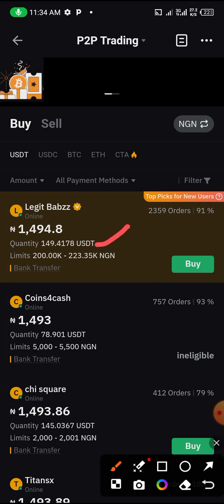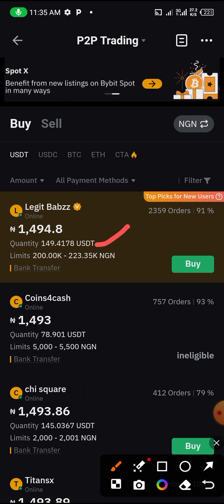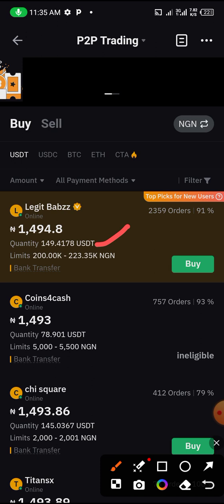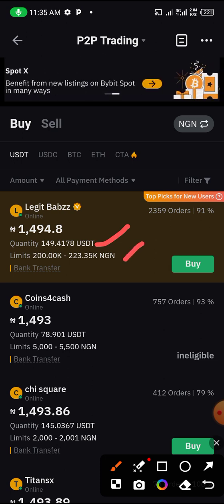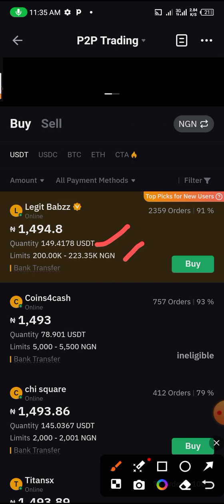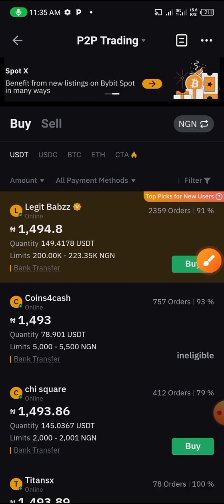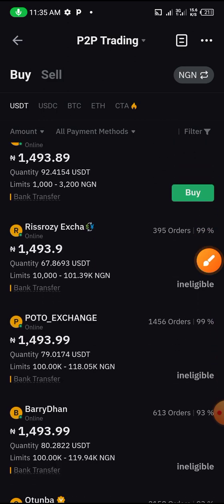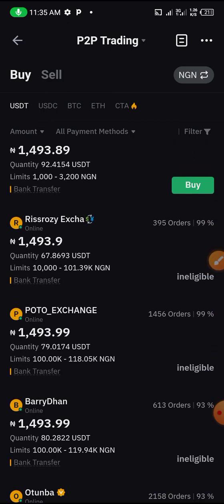Then you now look at the limit. The limit says that this person wants to sell from 200,000 to 223,000. So if you want to buy from 200,000, then you have to buy from this person. All right. So you are the one to check your limit. But instead of scrolling up to start looking for who you want to buy from, look at this particular person.